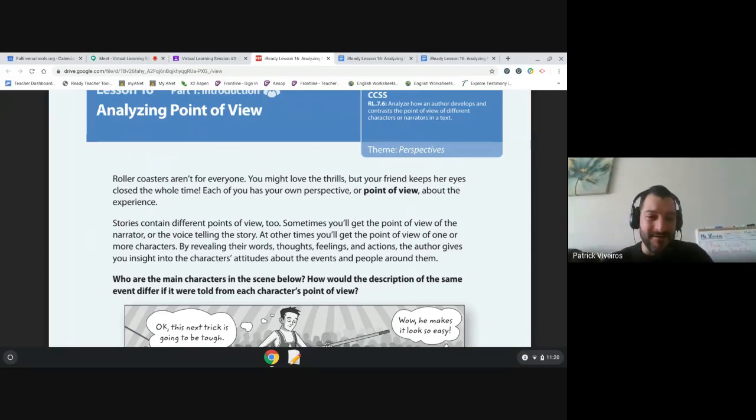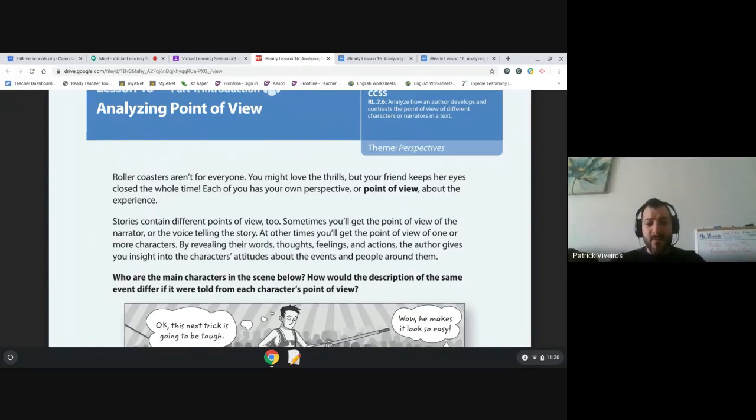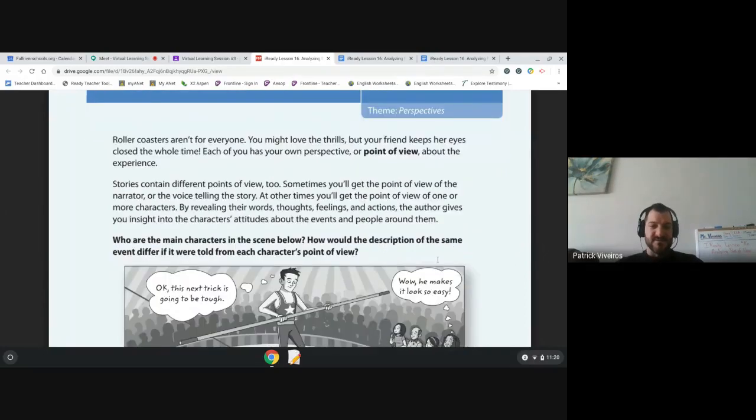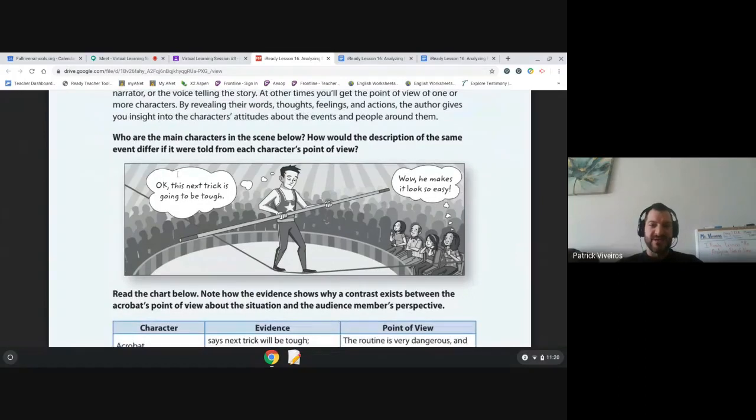So continuing on, stories contain different points of view too. Sometimes you'll get the point of view of the narrator or the voice telling the story. At other times, you'll get the point of view of one or more characters. Again, we had talked about this type of narration, first person and third person. By revealing their words, thoughts, feelings, and actions, the author gives you insight into the characters' attitudes about the events and people around them. So we're going to take a look at this little cartoon here, and it says, who are the main characters in the scene below?